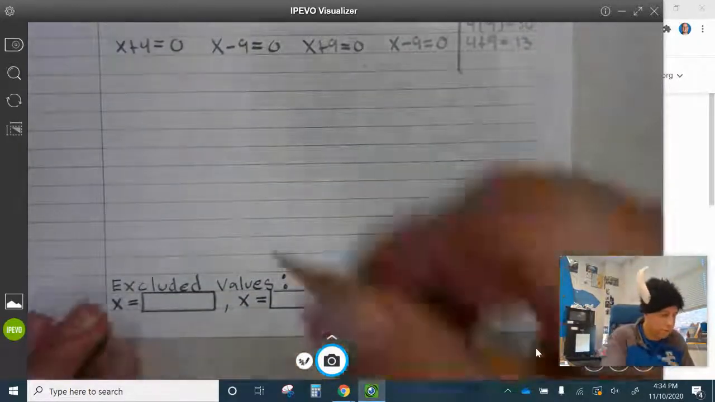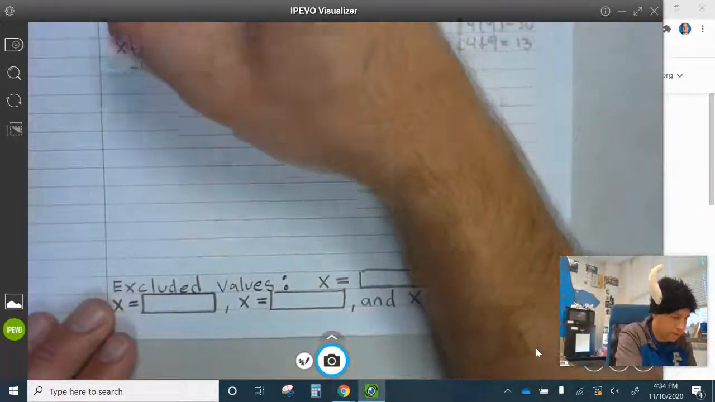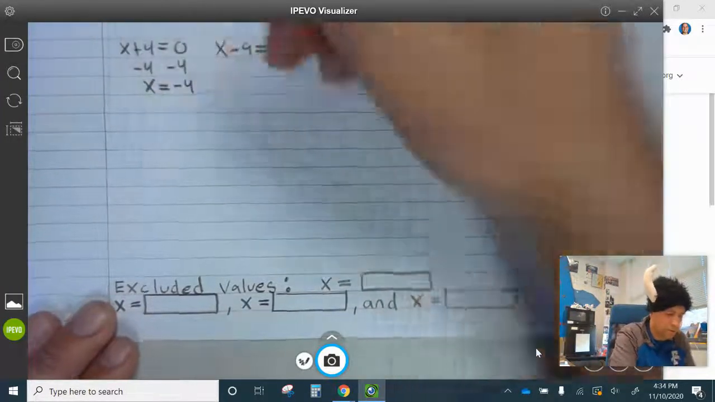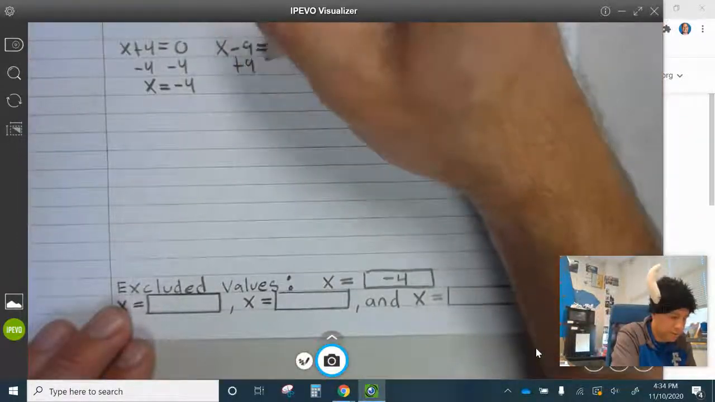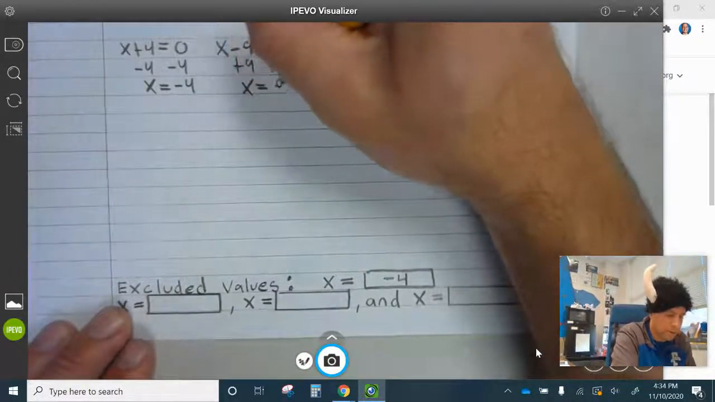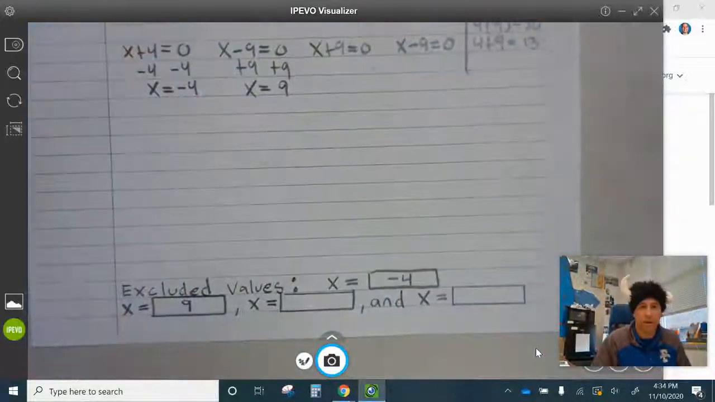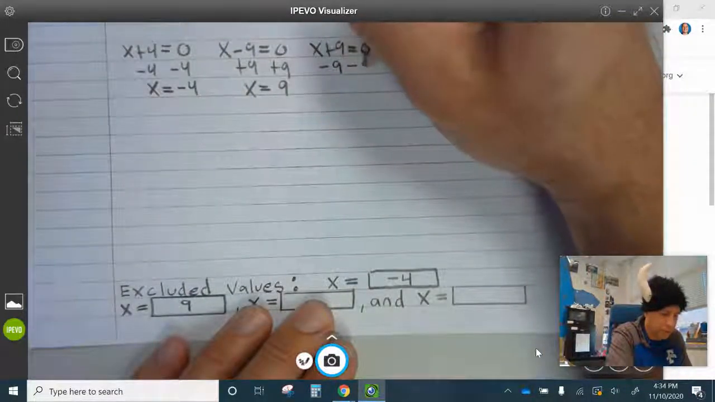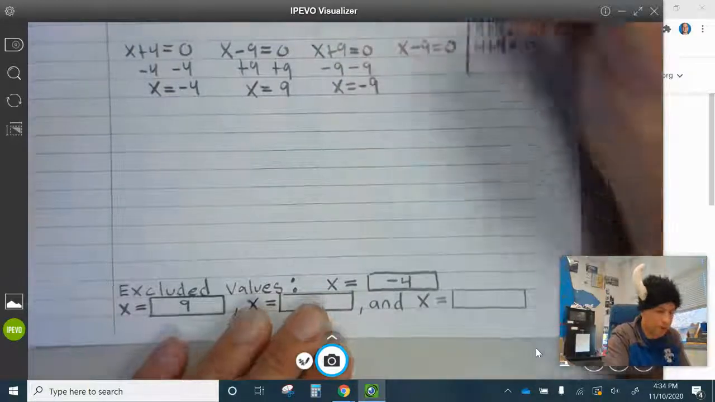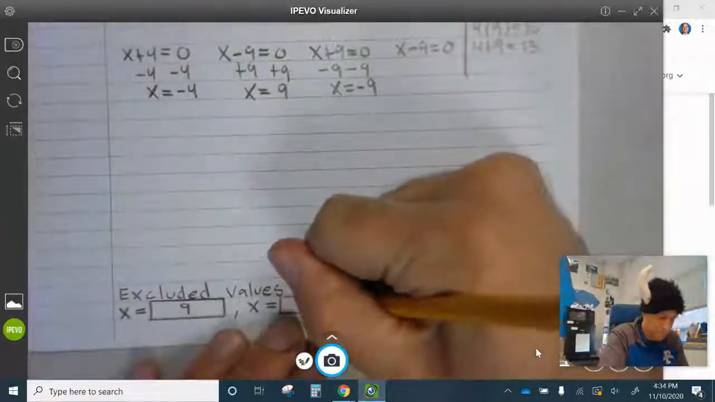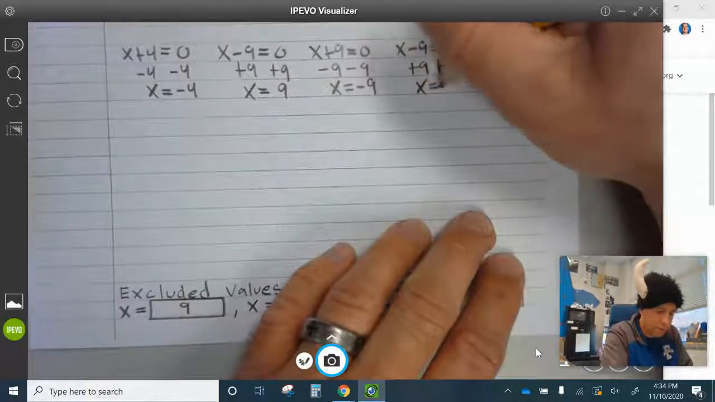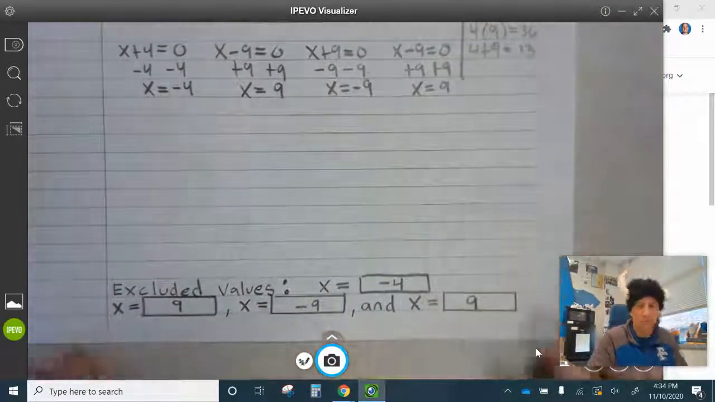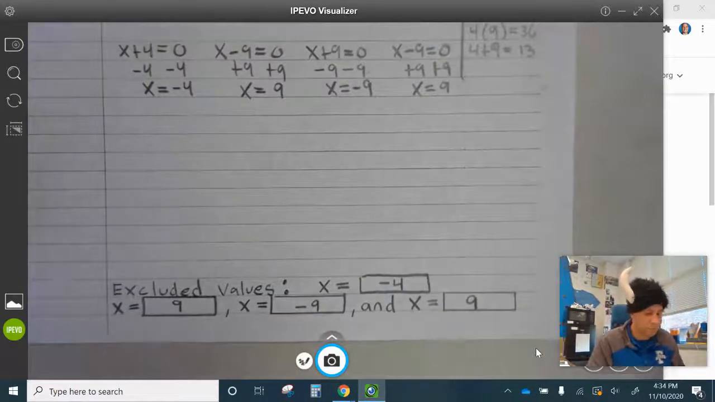All right, so subtract 4 from both sides. X equals negative 4. That's one of them, okay? Add 9 to both sides. X equals 9. Okay, subtract 9 from both sides. X equals negative 9. And then add 9 to both sides. X equals 9. Okay, all right, if you would finish up your notes and examples and have a wonderful Wildcat day.